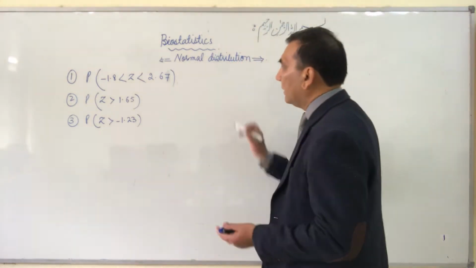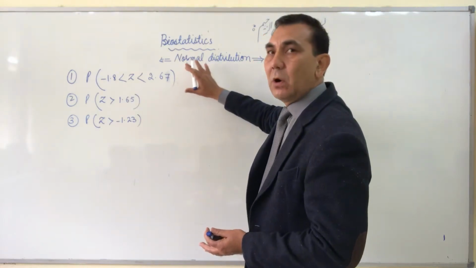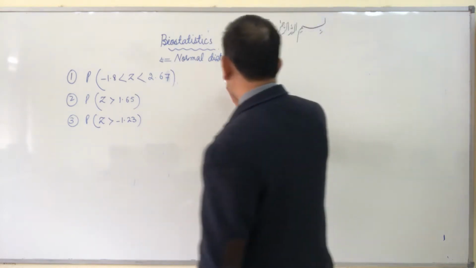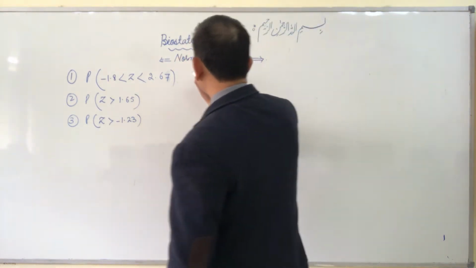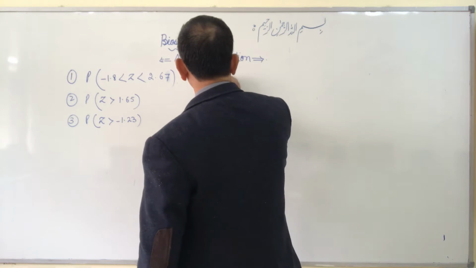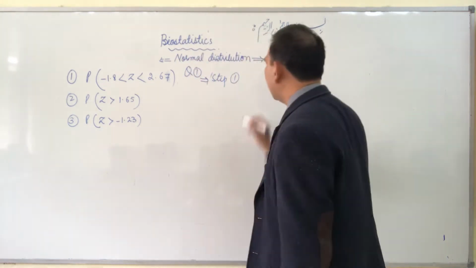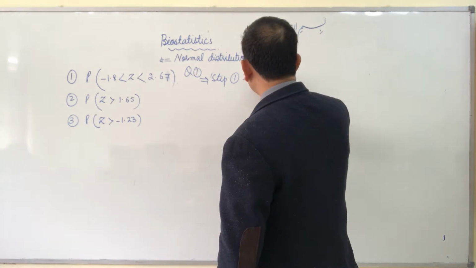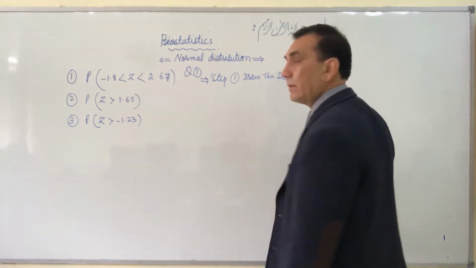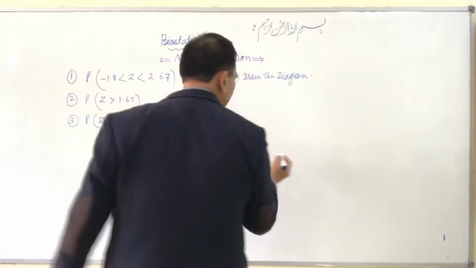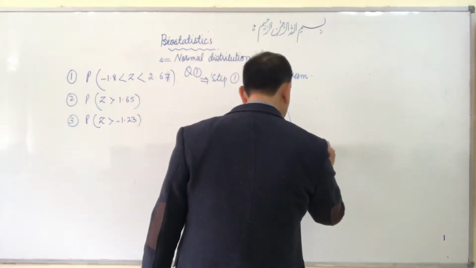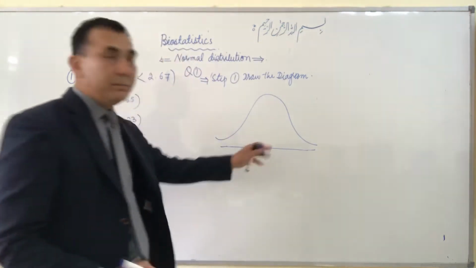To solve a normal distribution problem under the normal curve, there are 3 steps. For the first question, step 1 is to draw the diagram. We will draw the bell shape.